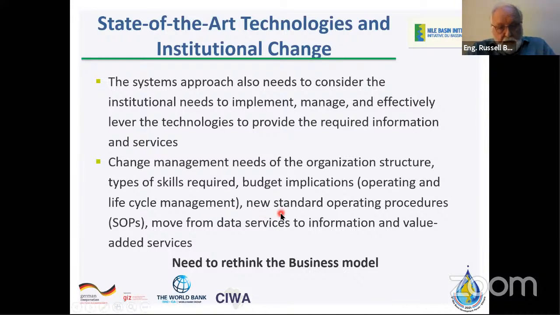You will need new standard operating procedures to manage and ensure the quality of that data. And you'll need to think about how you move from a data service type of operation, providing data, to one that looks at providing information and value-added services. So the message from the institutional change side is you really need to rethink or evaluate your business model to see if it's appropriate to take advantage of these new technologies if you're going to leverage the benefit that they have.